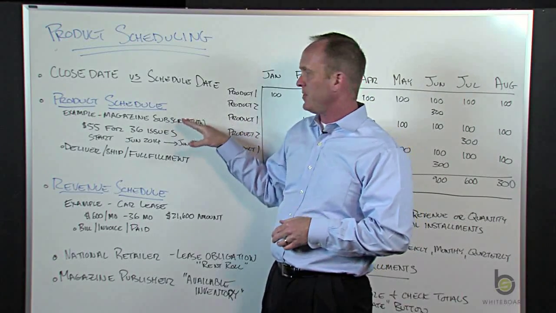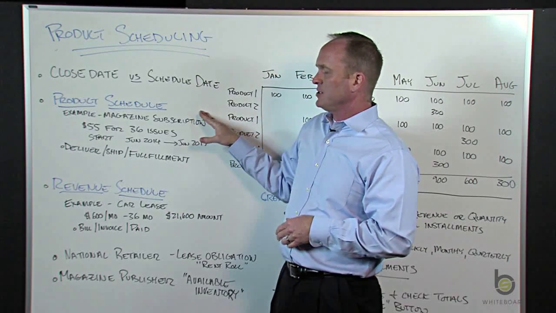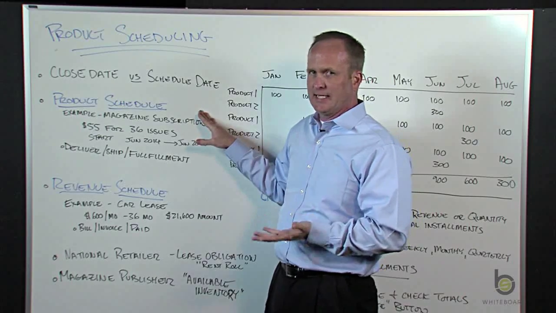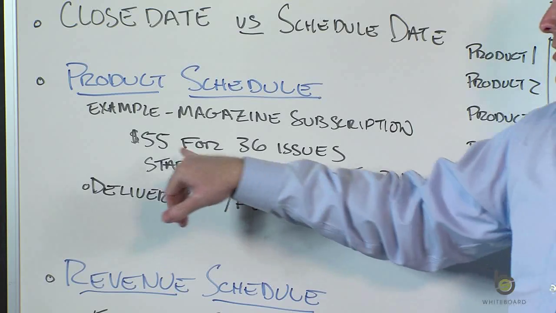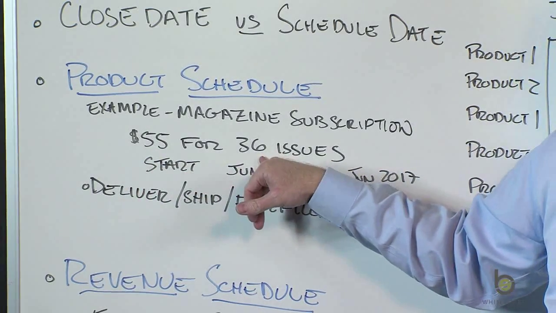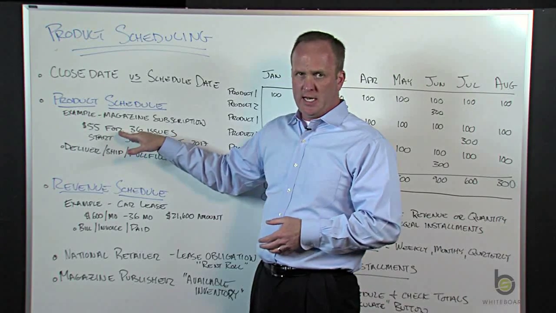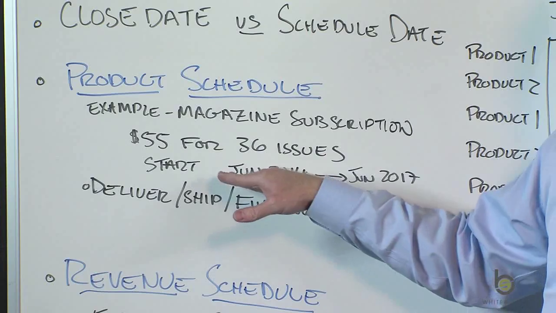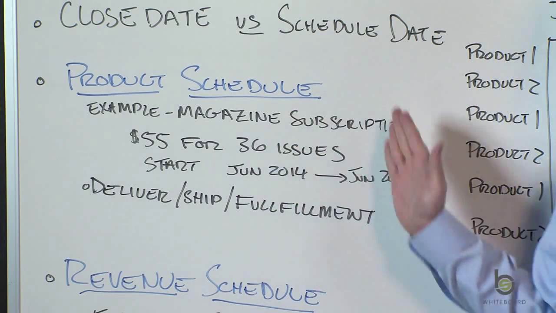There's two flavors, product schedules and revenue schedules. Product schedules, the best way I can do this is, and again, an example. So let's say that you're selling magazines. Someone buys for $55, the amount of the opportunity, 36 issues of this magazine. So you sold it on one date, the close date, but you're delivering or you're doing the shipment or the fulfillment of that product over time.